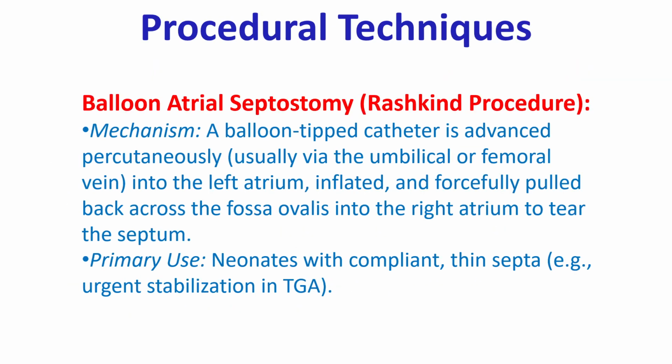The choice of approach depends heavily on the patient's age, anatomy, and tissue characteristics of the septum. Balloon atrial septostomy, Rashkind procedure: a balloon-tipped catheter is advanced percutaneously, usually via the umbilical or femoral vein, into the left atrium across the foramen ovale, inflated and forcefully pulled back across the fossa ovalis into the right atrium to tear the septum. Primary use is in neonates with thin septa, that is, for urgent stabilization as in TGA.